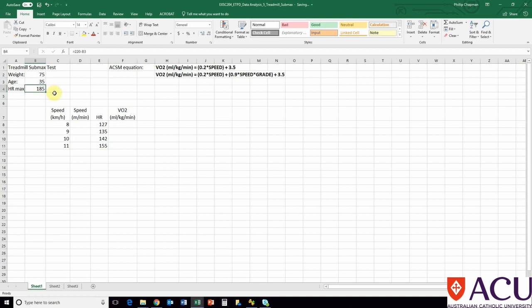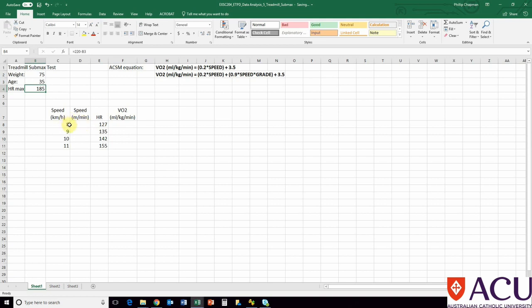So 185. Now remember, this is the biggest source of error in any submax test, the heart rate max. So just be aware of that. So his heart rate max could be 200 or it could be 160. We just don't know. But the data shows that he should be around that 185.